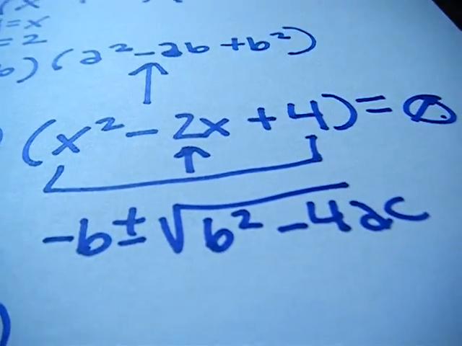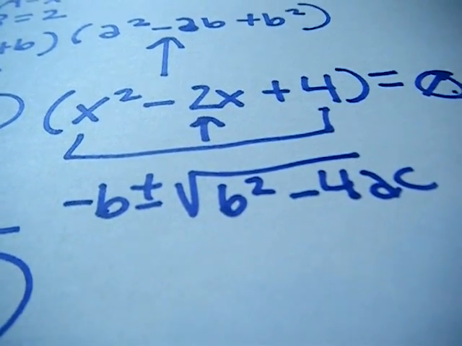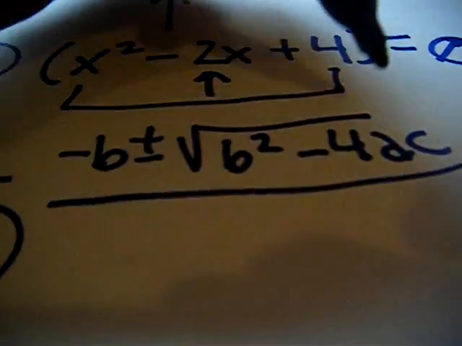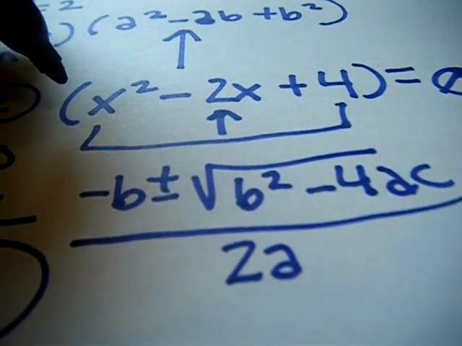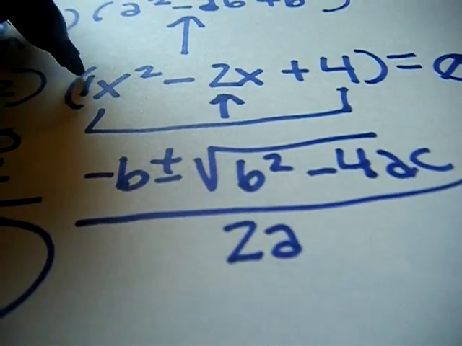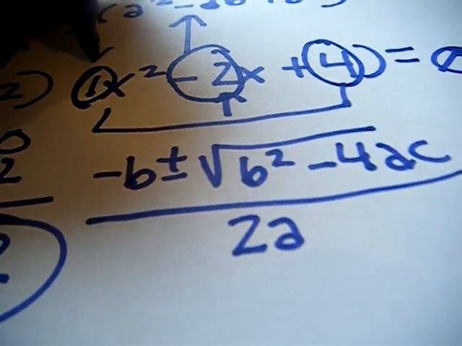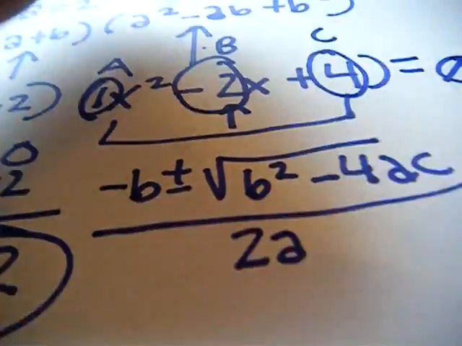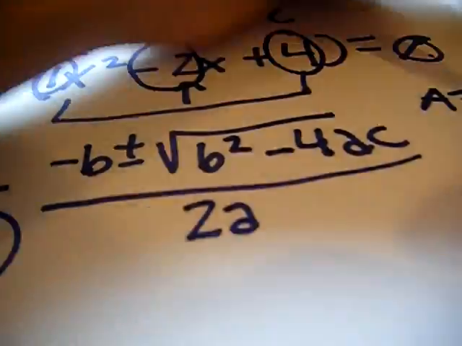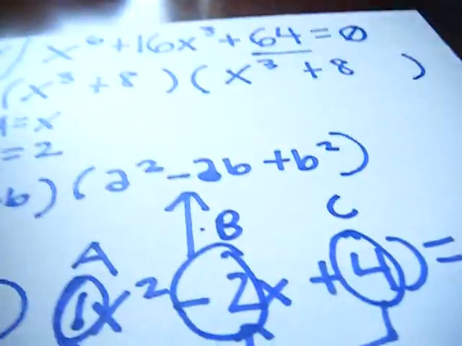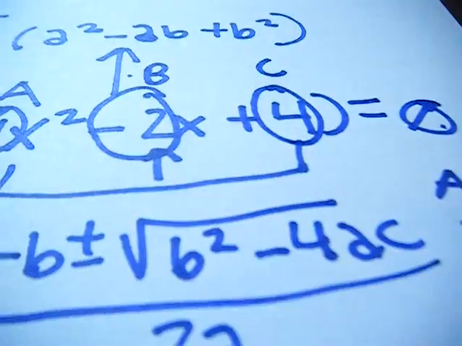So then we need to figure out what is b and what is a. Oh, excuse me. And then this whole formula is over 2a. So then we know that this is a, this is b, and this is c. A, b, c. We can write it on the side as well to clear it up. So a is equal to 1, b is equal to negative 2, and c is equal to 4.